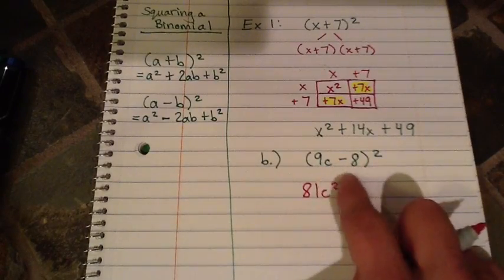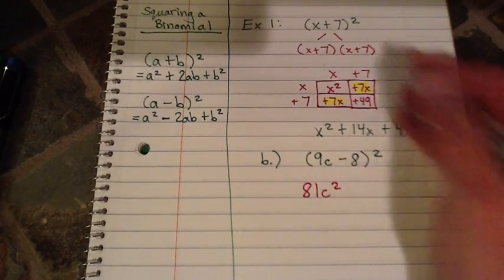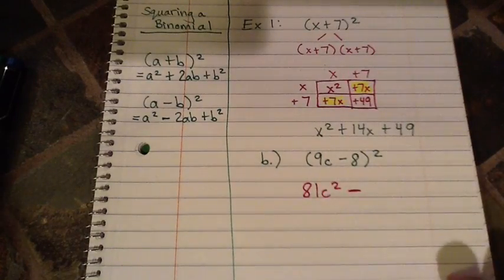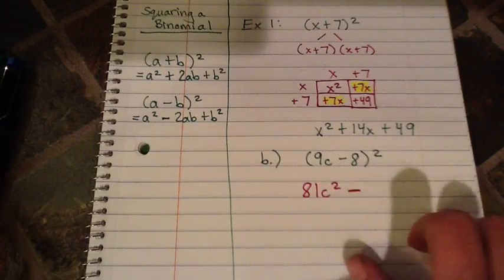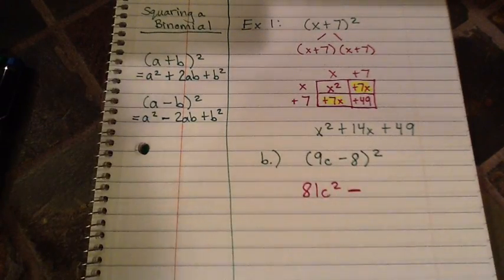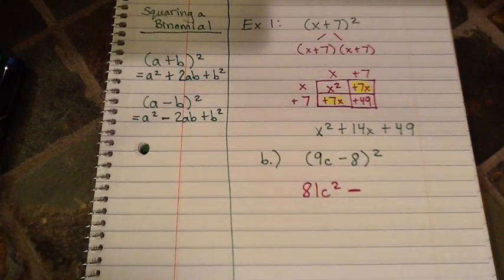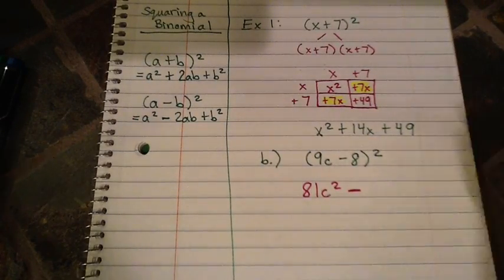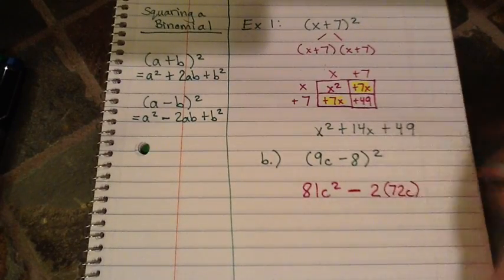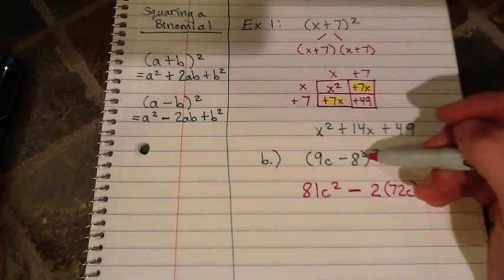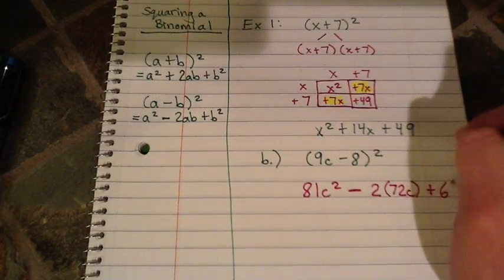Then you're going to make your middle term. And your middle term is a negative, because you have a negative times a positive. And then you take 8 times 9 times c. Hopefully you see that. 8 times 9 times c is going to be 72c. But then you need to double that. So we can even put 2 times 72c. Then you square this. Notice negative 8 times negative 8 is a positive 64.